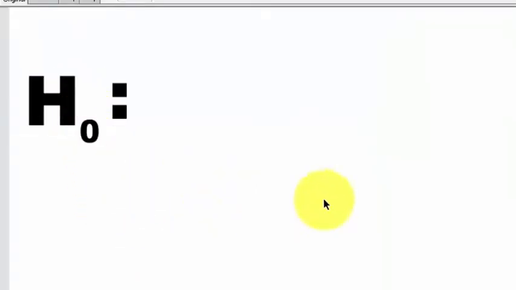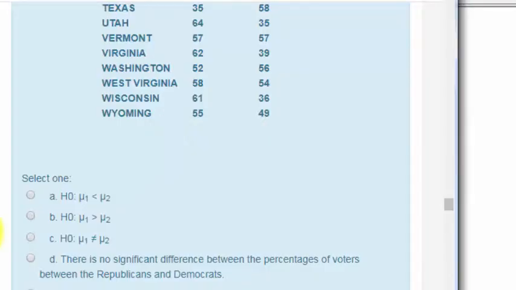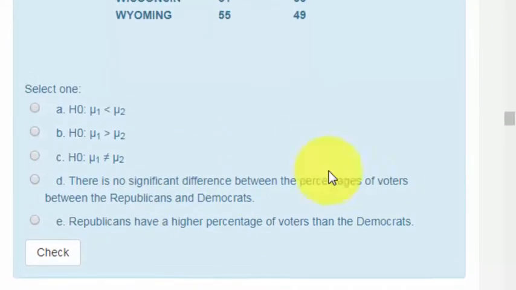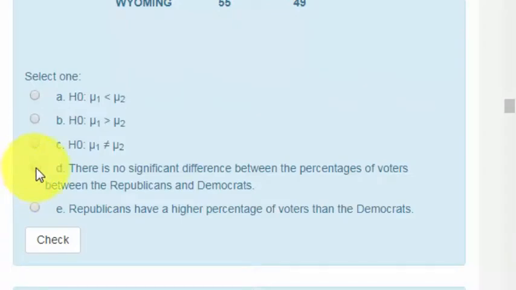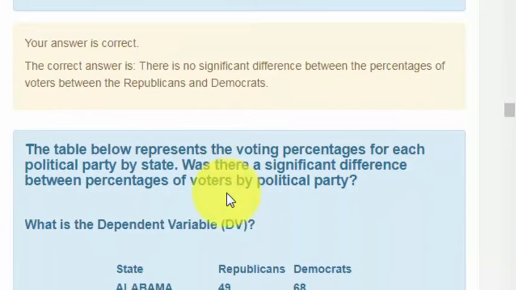The null hypothesis states that there's no difference anywhere, that everything's equal. So in other words, the mean of the first group would be the same as the mean of the second group. That's what the null would state. And back to our answers, there is no significant difference between the percentages of voters between the Republicans and the Democrats, and that's exactly what this is, okay? So that's our answer. Let's click check. Correct. Bam! Let's do the next one.